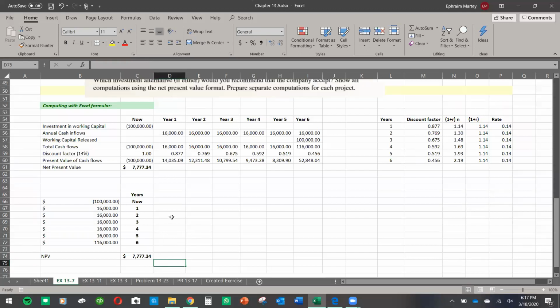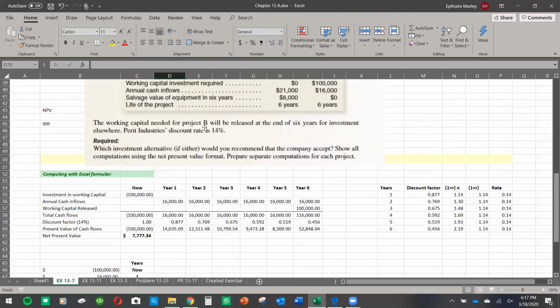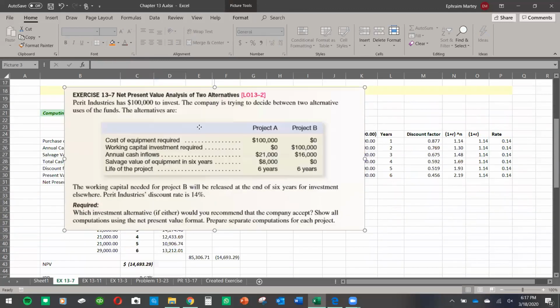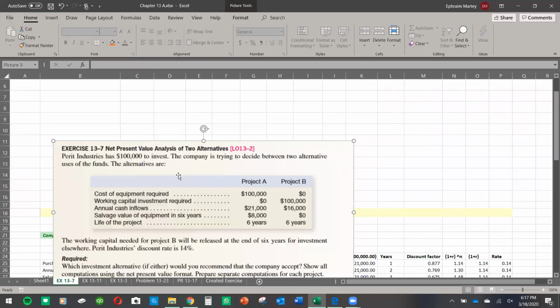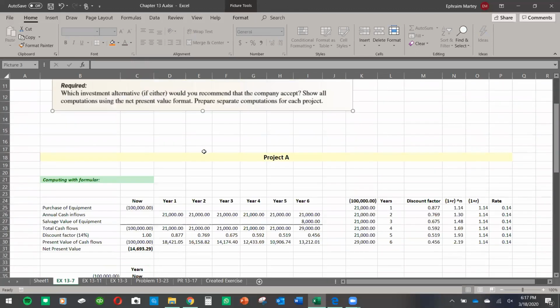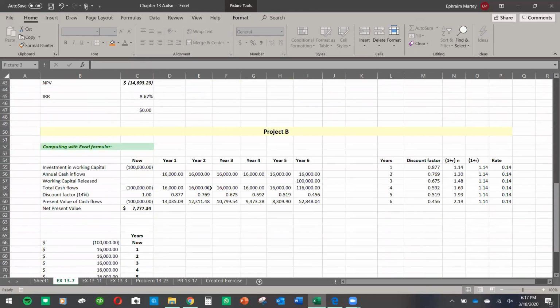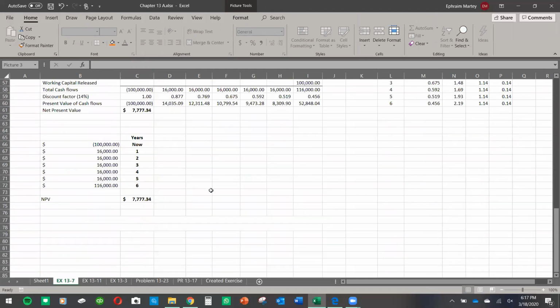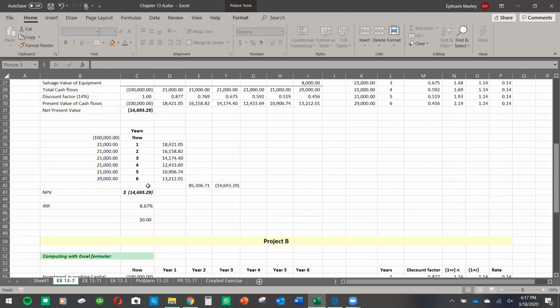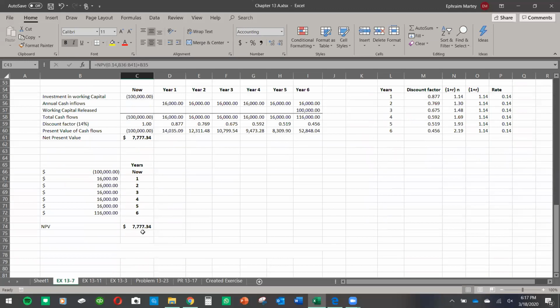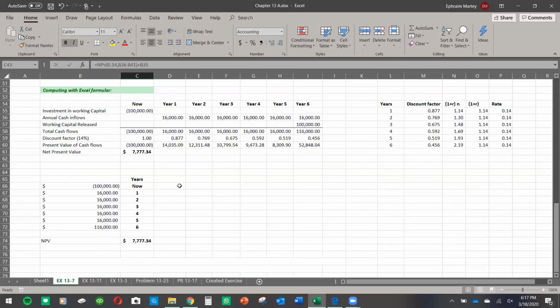So compare net present value project A to project B. Which one would you think the company should accept? And that is obvious. Everything we'll get from the investment in project A is worth -14. That means it's not even worth $1. But in project B, it's worth 7,777.34. It's positive. So the company should invest in project B.